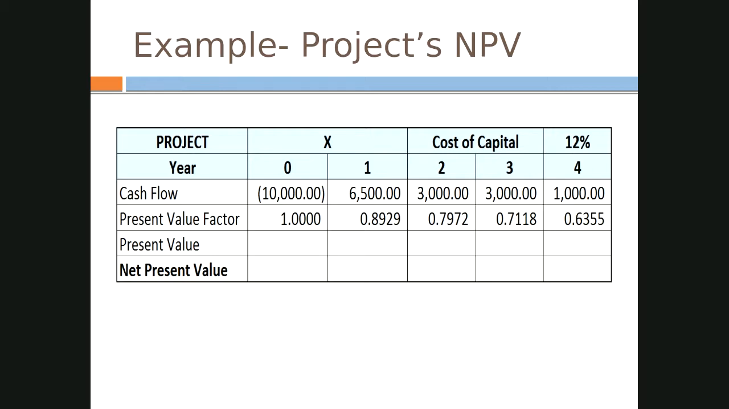Lagi ko ito sinasabi sa mga estudyante ko, pero parang joke na lang din. Kasi sabi ng teacher ko nung high school, any number whose exponent is 0 is equal to 1. Yeah? Kasi if you're going to compute the present value of this 10,000, it should be written as 1 plus 0.12 or 12% raised to negative 0. So 0 yan. So syempre, any number whose exponent is 0 is equal to 1. Kaya ang present value factor niya is 1.